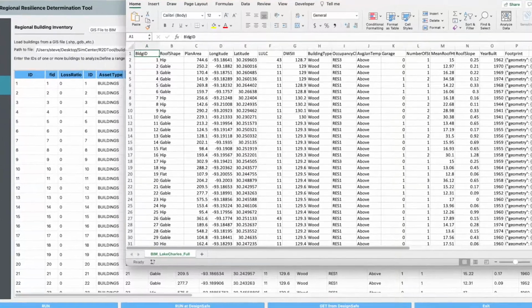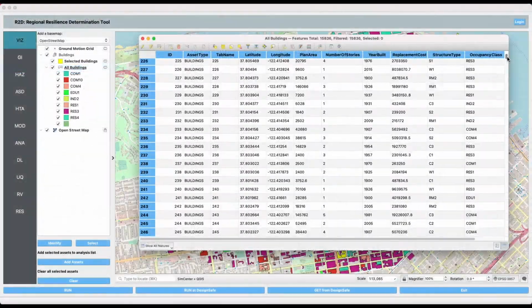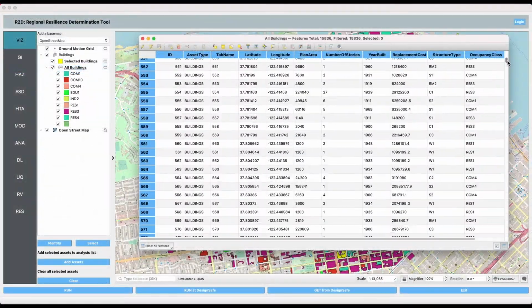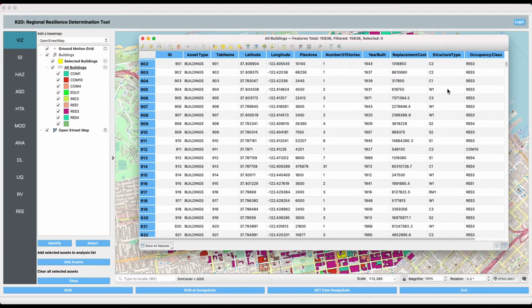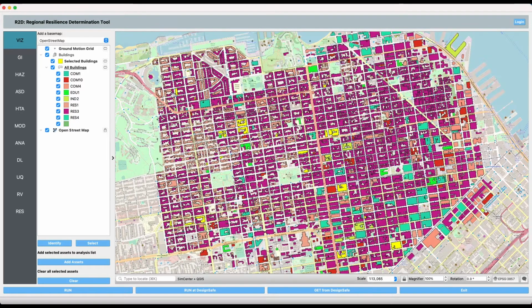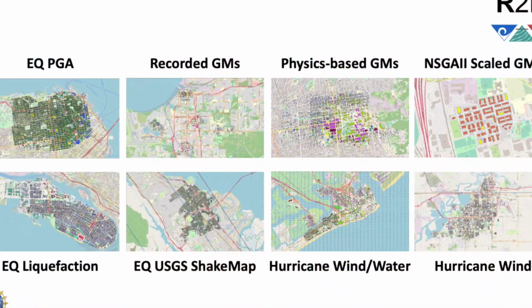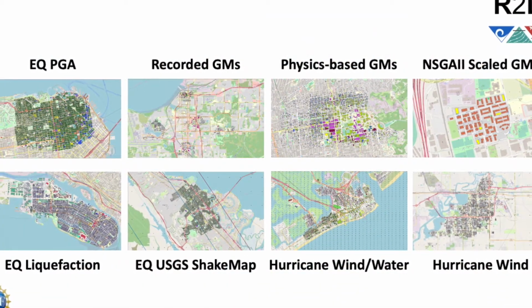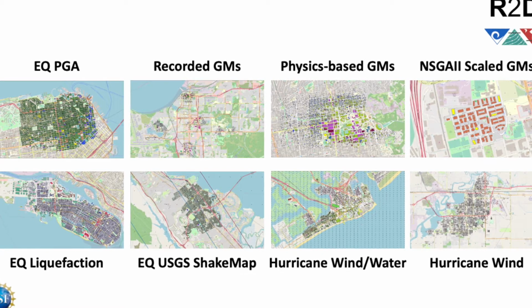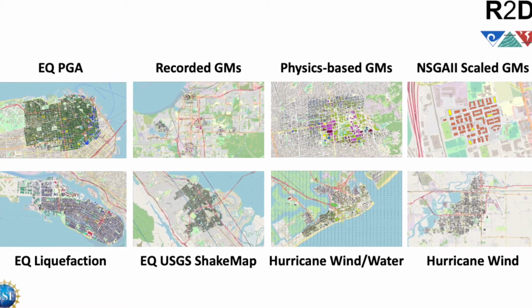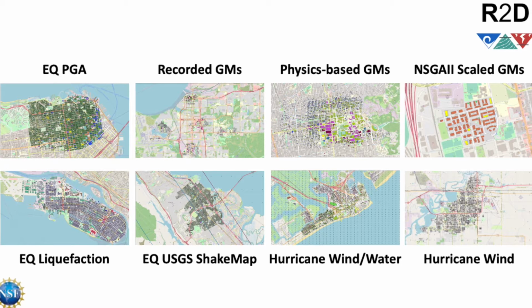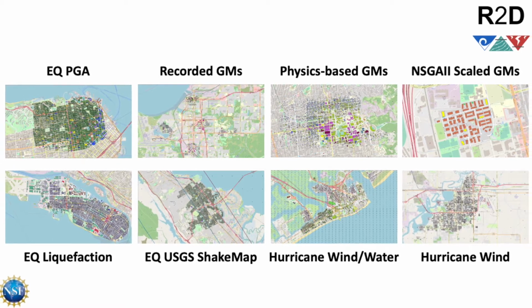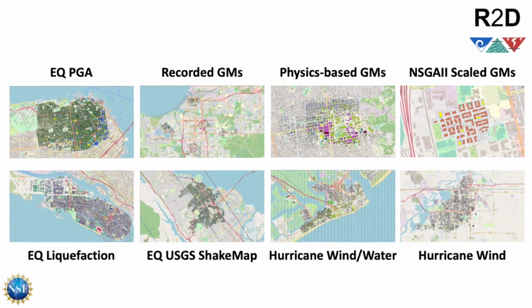Currently, R2D supports the import of building assets in a tabular CSV format and in several common GIS data formats, for example shapefile or geodatabase. Researchers can get started by running one of many examples that come pre-packaged in R2D. Each example illustrates different building and hazard inputs, while highlighting the various modeling and analysis options available in the workflow.